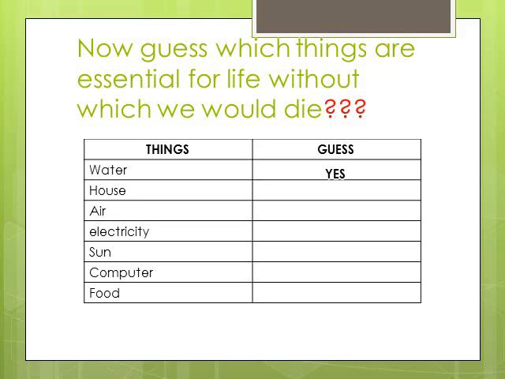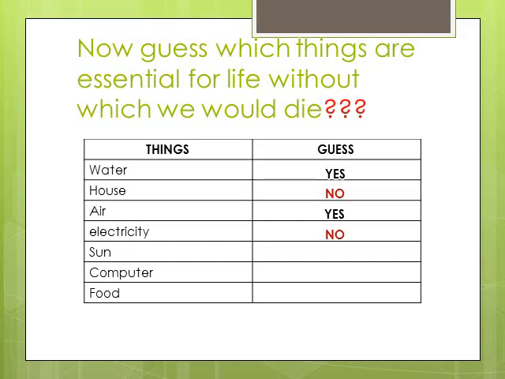Now the next thing is house. Is house necessary for our life? So the answer is no. We can live without house, but we cannot live without water. The next thing is air. Air is also necessary because we cannot breathe if there is no air. Now the next thing is electricity. Is electricity necessary? No.